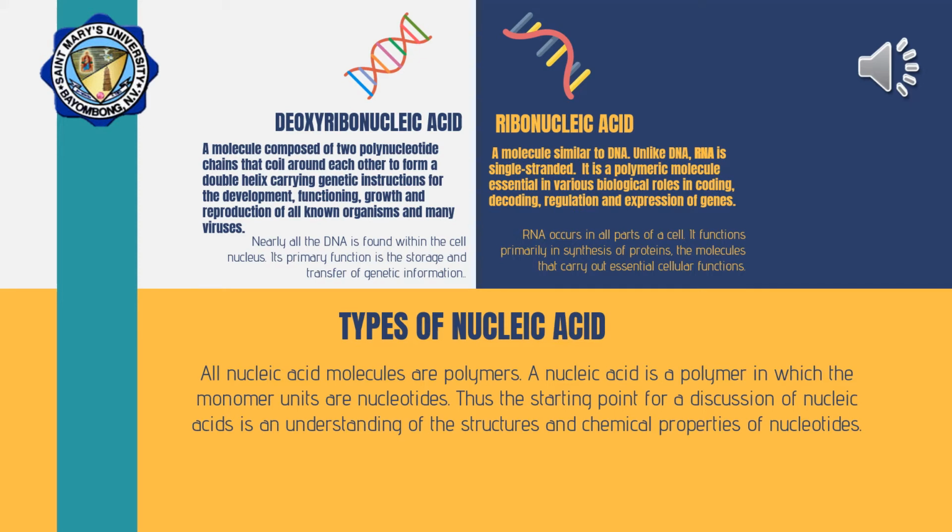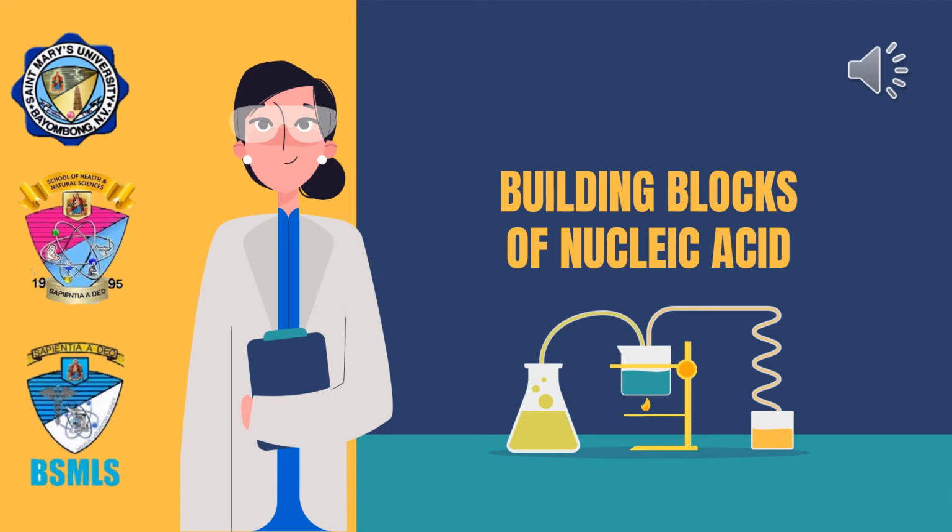In general, all nucleic acid molecules are polymers. A nucleic acid is a polymer in which the monomer units are nucleotides. Thus, the starting point for discussion of nucleic acid is an understanding of the structures and chemical properties of nucleotides. Let us now move on to the building blocks of nucleic acid, which are the nucleotides.